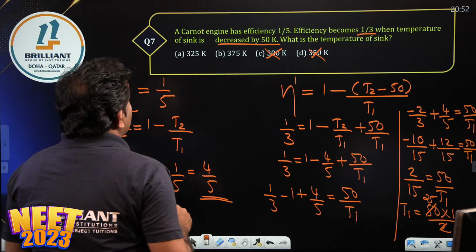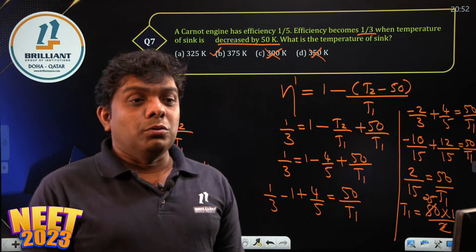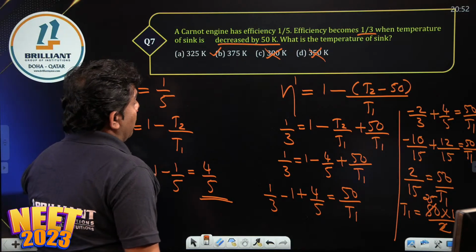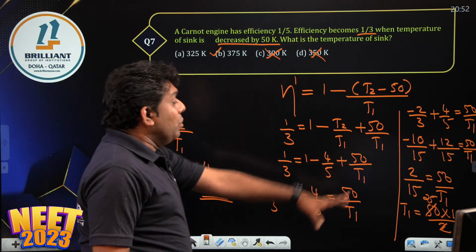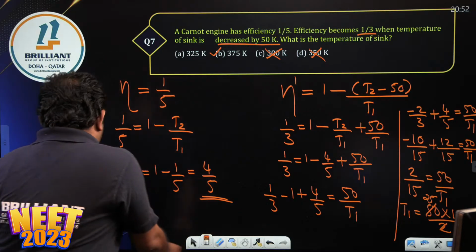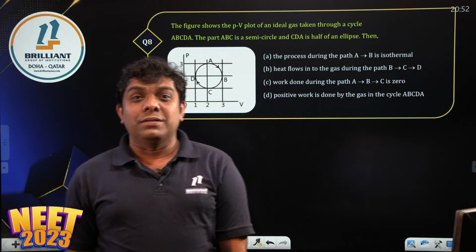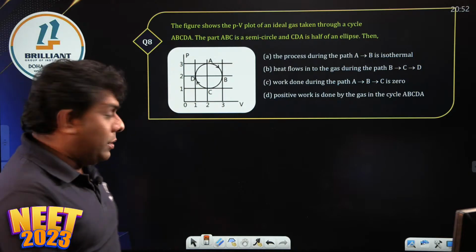So it will be 375 Kelvin. So we got the answer: 375 Kelvin is the answer, since 5 into 15 is 75 and 20 into 10 is there correctly. The value we are getting is 375 Kelvin, the right answer. Now we are trying question 8. Please see question 8.